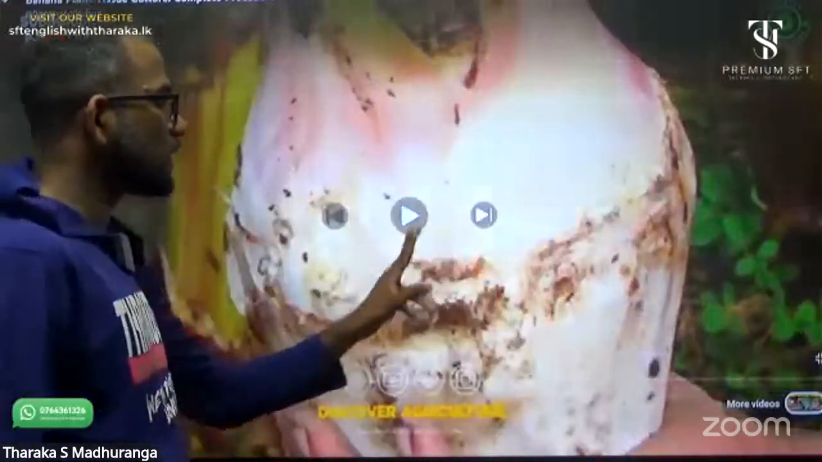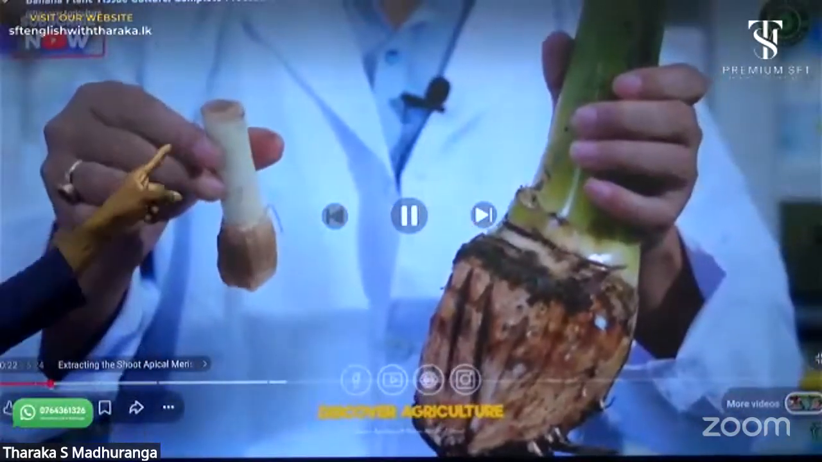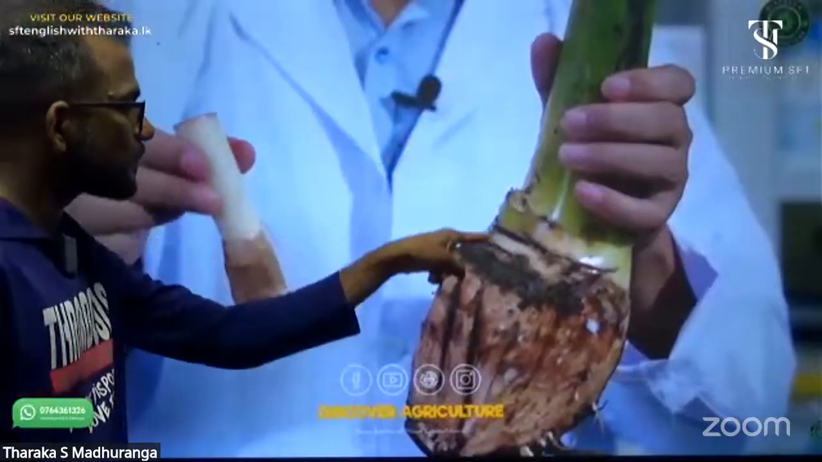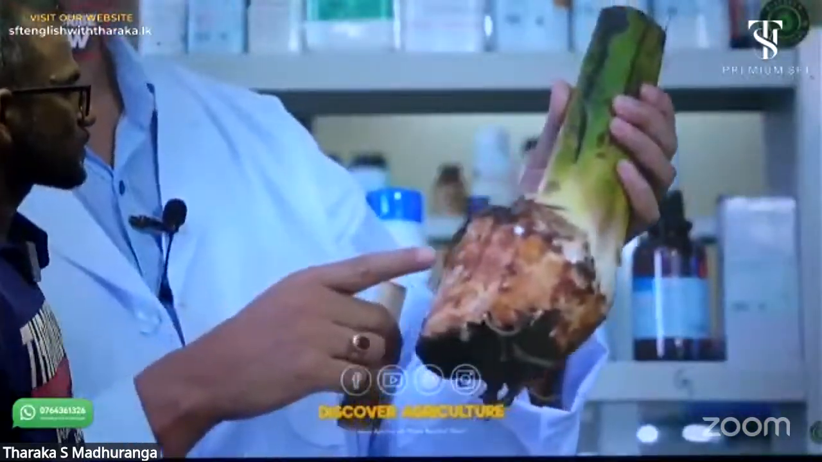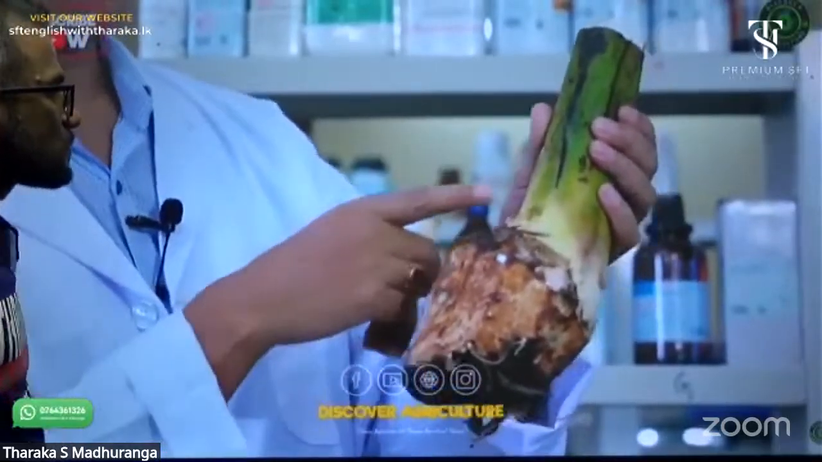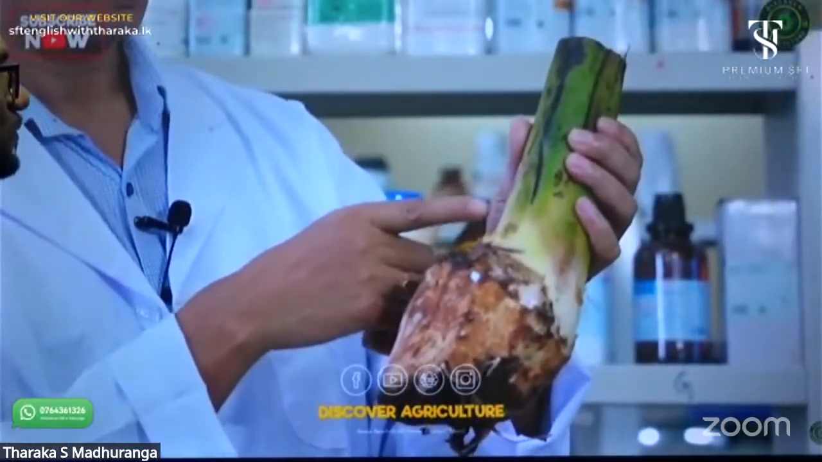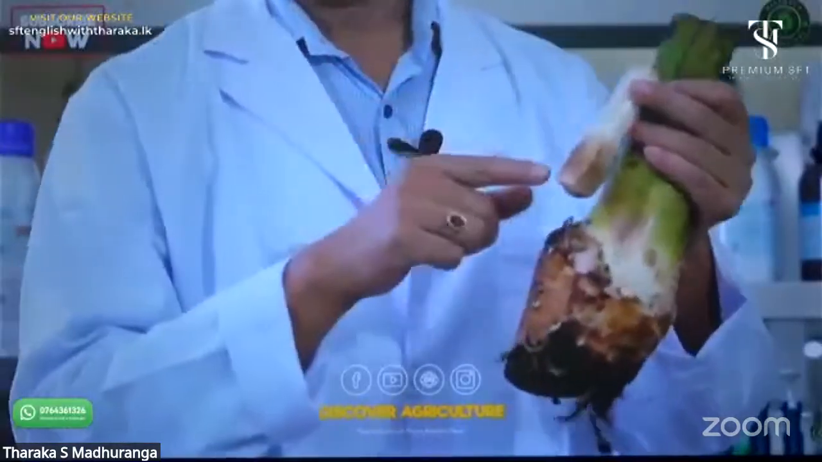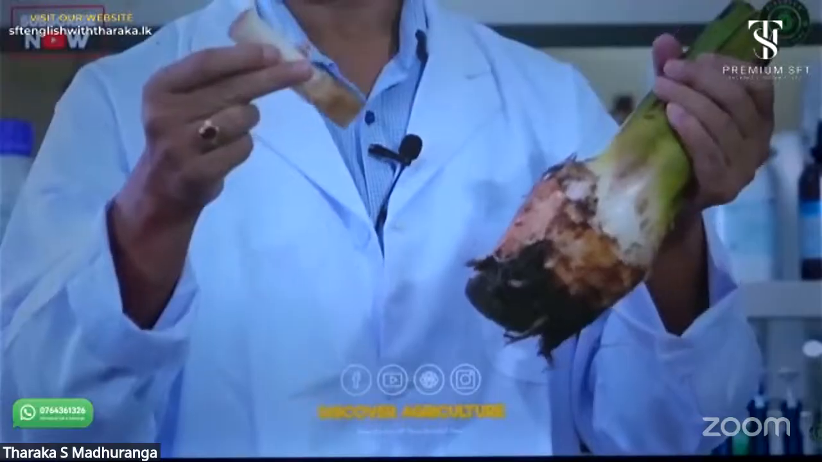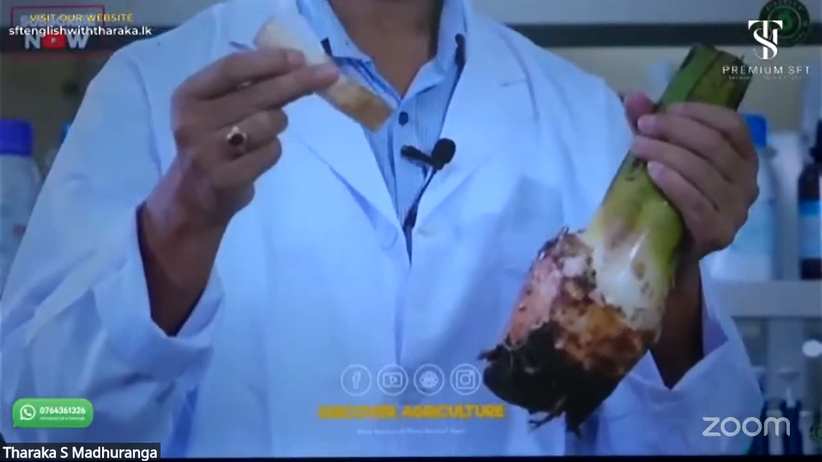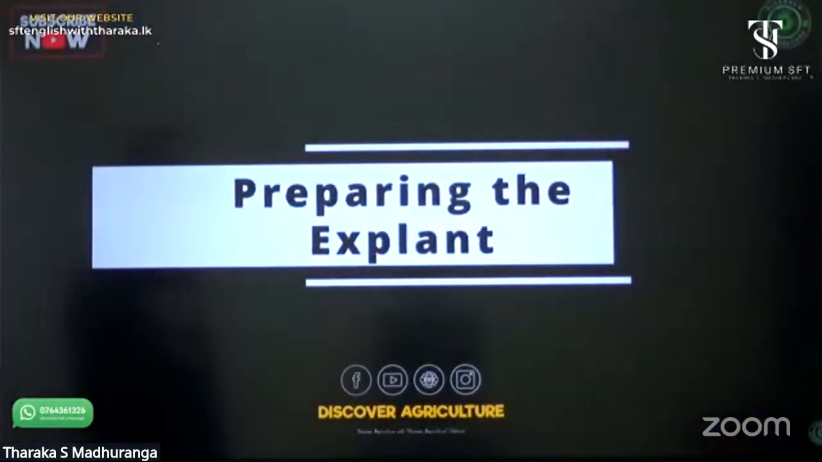See how it is done? From these suckers, this is the explant now. We separate out this middle explant part, which has two main parts: the lower portion, known as the rhizome, and the upper portion, known as the pseudostem. By carefully extracting the inner portion of the rhizome and pseudostem, we obtain the inner shoot meristem, which will be used for micropropagation.